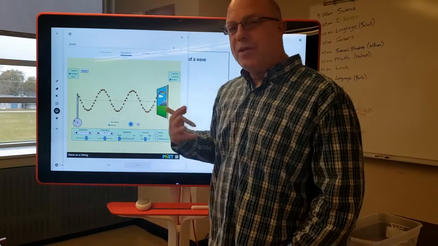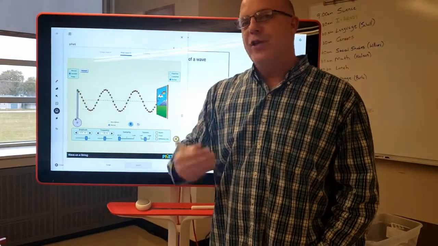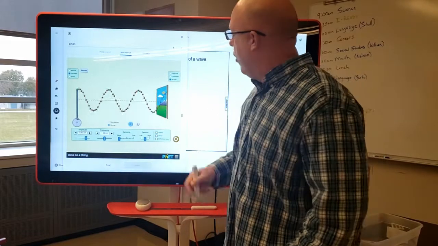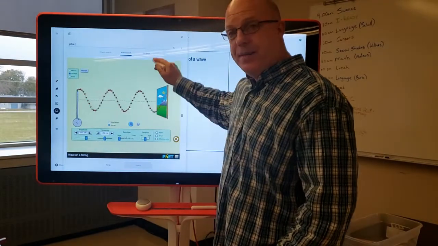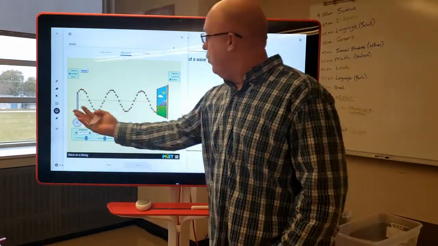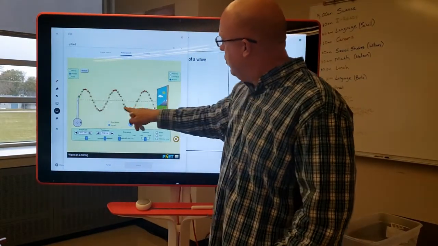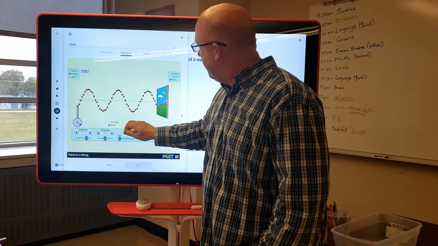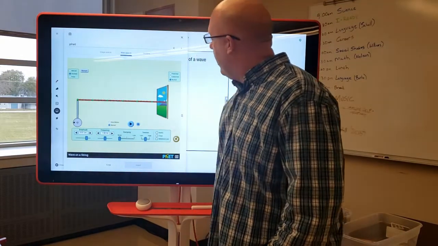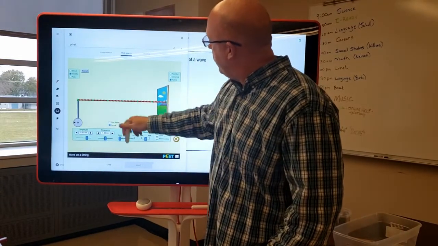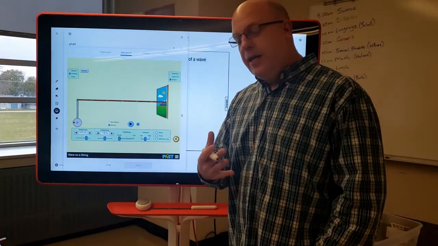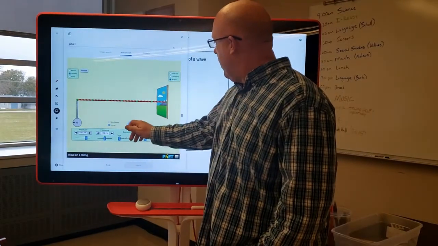But that's not what's happening. The beads are actually not moving. They're only going up and down. The beads are not moving this way. And I can show you that. I'm going to hit pause and restart. I want you to watch this bead right here in the middle to see if it actually moves. So I'm going to hit start.